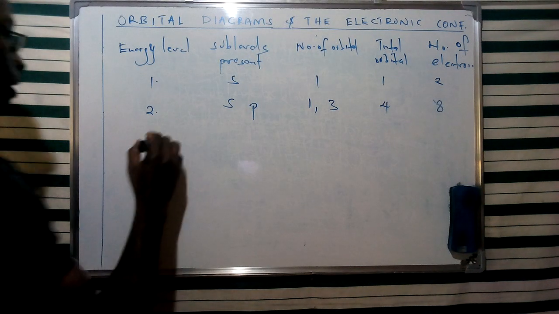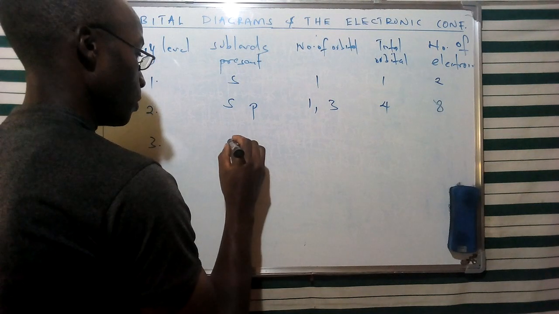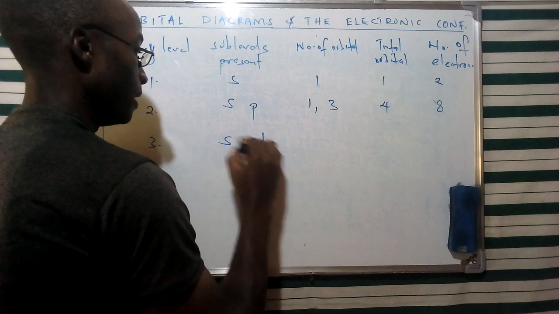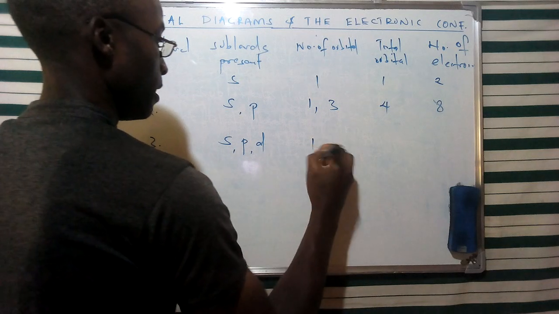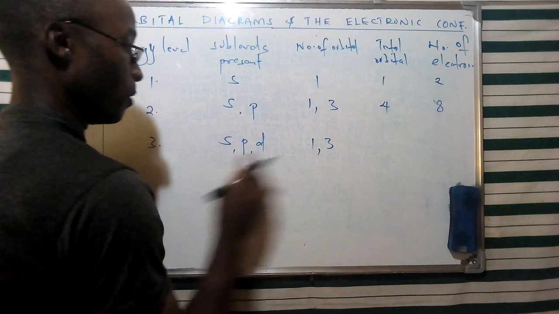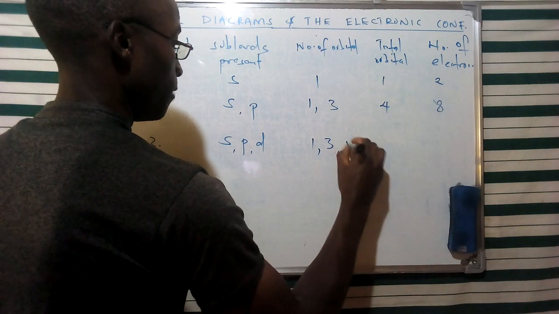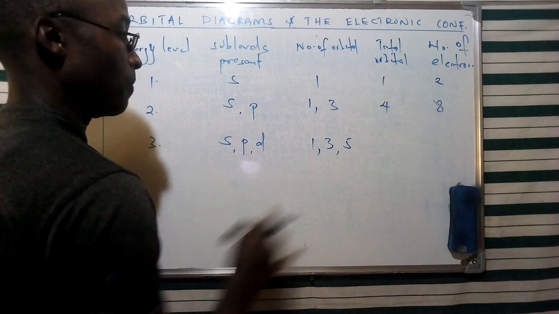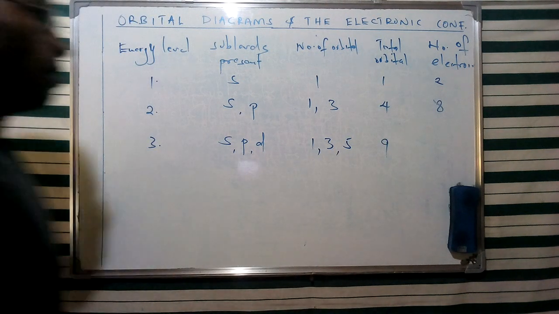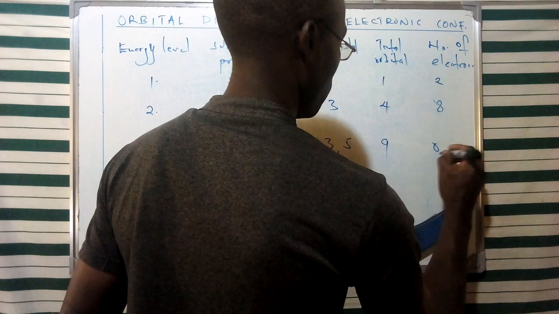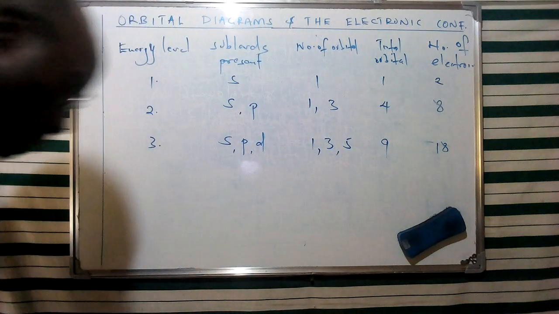And then we shall have the third energy level, and this is going to consist of 3 sub-levels, S, P, and D. These are going to be 1 orbital for S, 3 orbitals for P, and of course 5 orbitals for D. And this is going to consist of a total of 9 orbitals. And as we said, since each of the orbitals is going to consist of 2 electrons, this is therefore going to give us a total of 18 electrons.